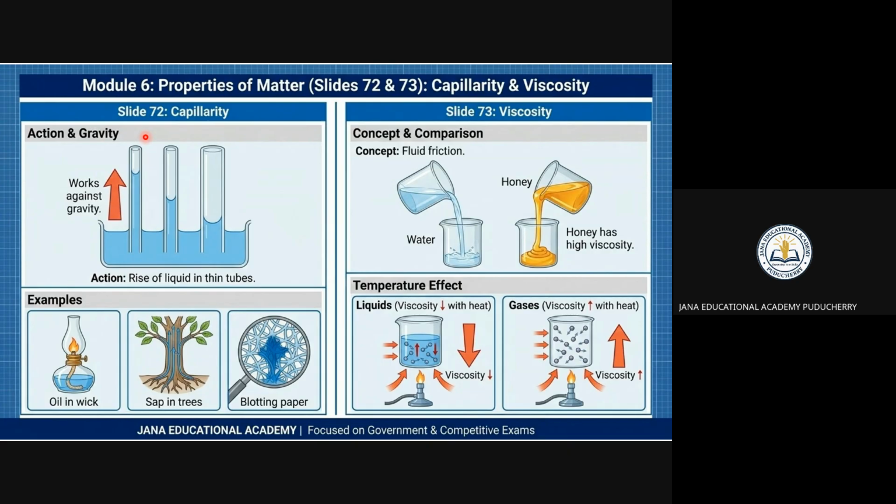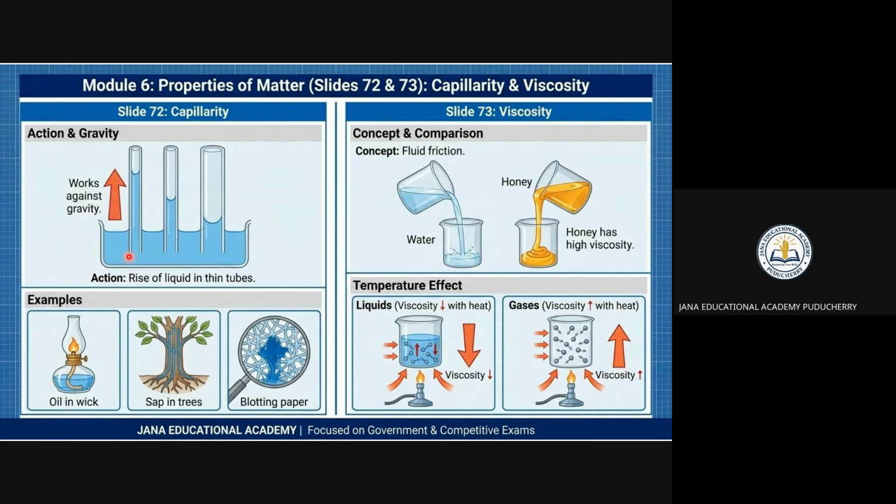If the cohesive force is more, what happens? It is going to fall. The water is going in the downward direction. If adhesive force is more, it works against the gravity and moves up, right? When it moves up, adhesive force will be more. When it moves down, the cohesive force will be more, right? Based on the surface tension.